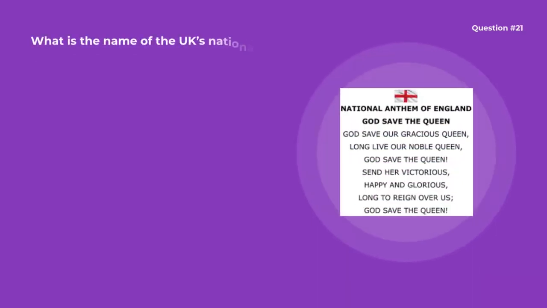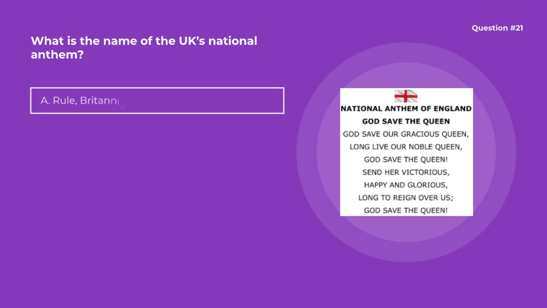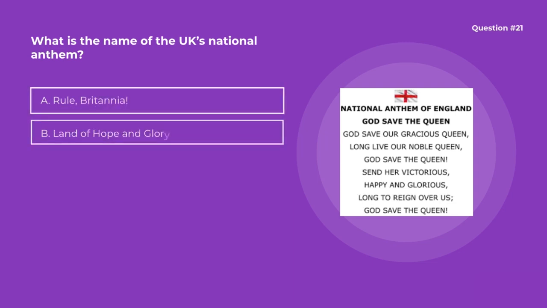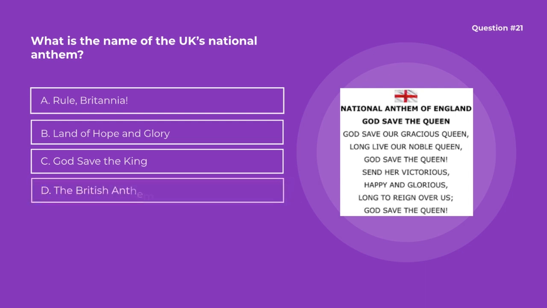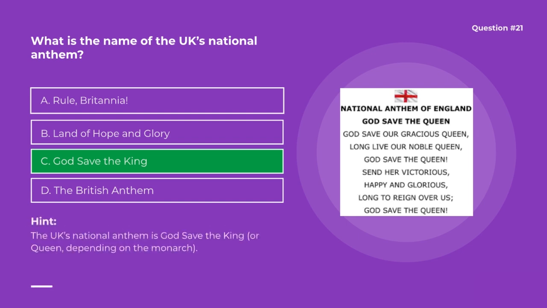Question number 21. What is the name of the UK's national anthem? Options are A. Rule, Britannia, B. Land of Hope and Glory, C. God Save the King, D. The British Anthem. The correct option is C. God Save the King. The UK's national anthem is God Save the King, or Queen, depending on the monarch.